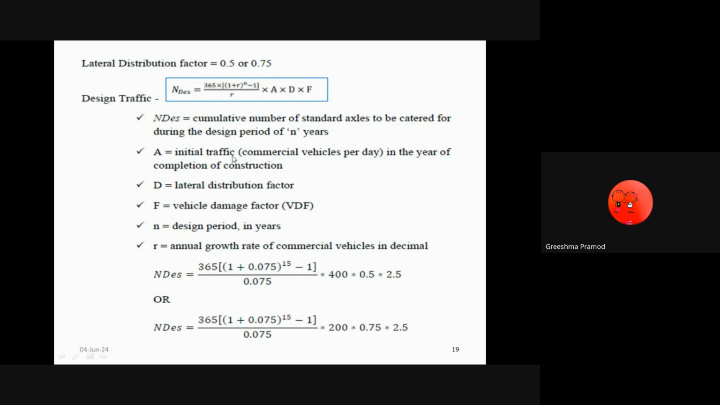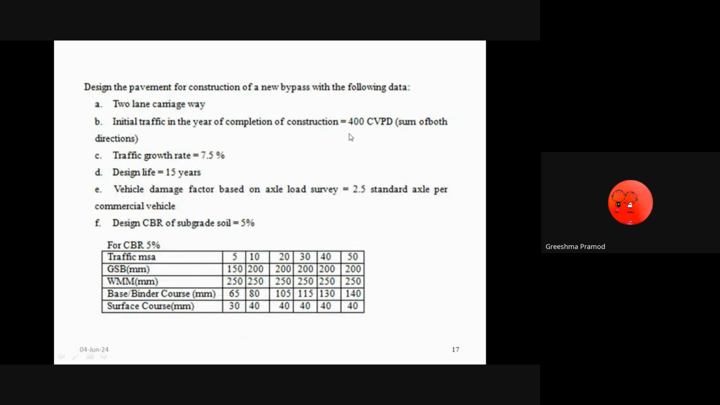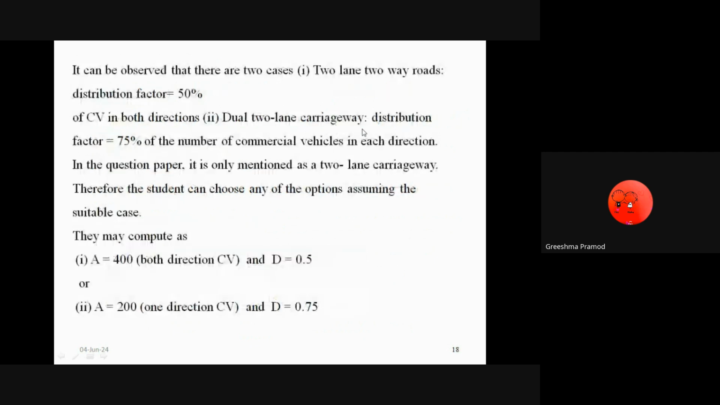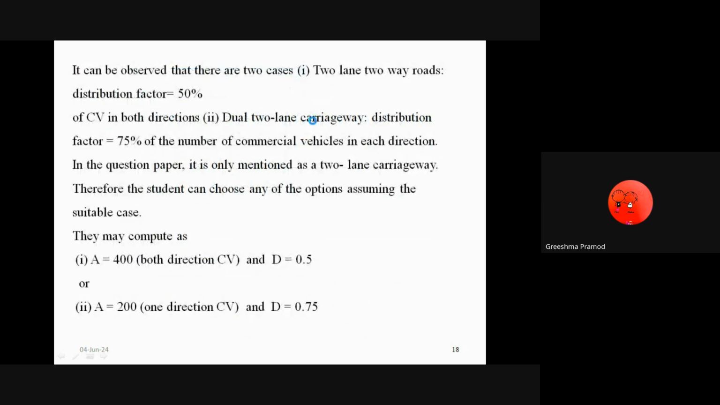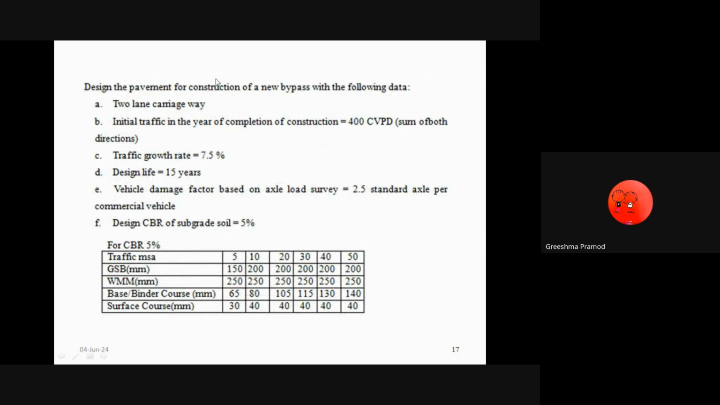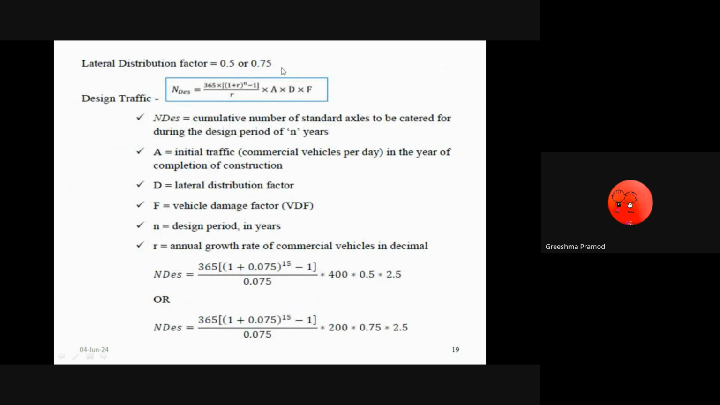Capital A is the initial traffic in the year of the completion of the construction, which is given to you as 400 CVPD for both directions. Then D is the lateral distribution factor. Either you can take the 0.5 value or 0.75 value, you need to assume that value. Here you just take it as 0.5.